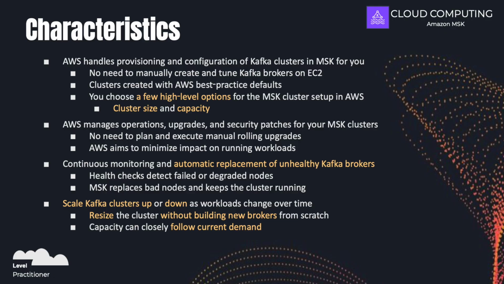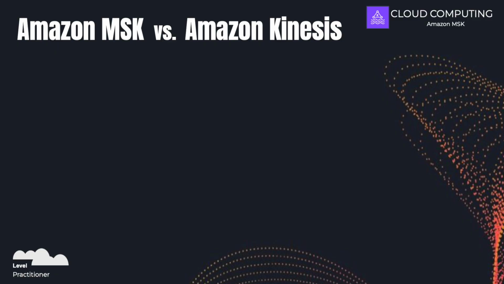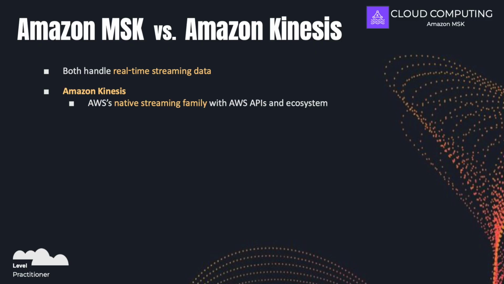Now you might be thinking, with all the benefits that we just talked about, this sounds a bit like Amazon Kinesis, and that's a great observation. Both MSK and Kinesis are used for handling streaming data, but there is an important difference in how you choose between them. Amazon Kinesis is AWS's native streaming family, and it's great if you want a fully AWS-integrated solution without needing Kafka-specific features or tools. For example, you might use Kinesis Data Streams when you're building a new streaming application and you're fine with using AWS's own APIs and ecosystem.